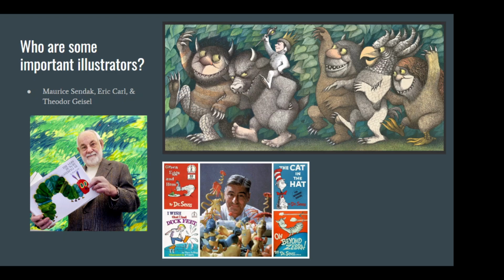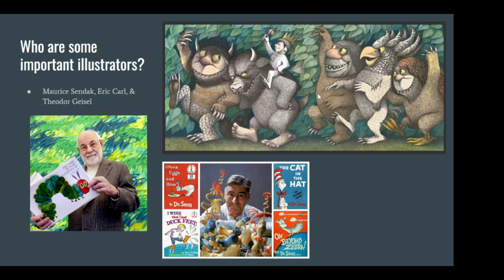All three of these are unique because they actually created their own stories as well, and that's specific to children's book illustration. Most other illustrators are authors. Okay, this is very, very rare. But a lot of times you will see that children's book authors are illustrators and children's book illustrators are authors. Not always, but often is the case.